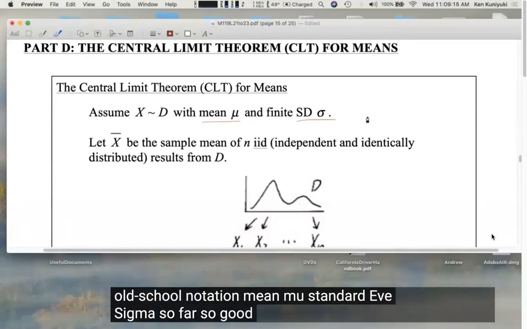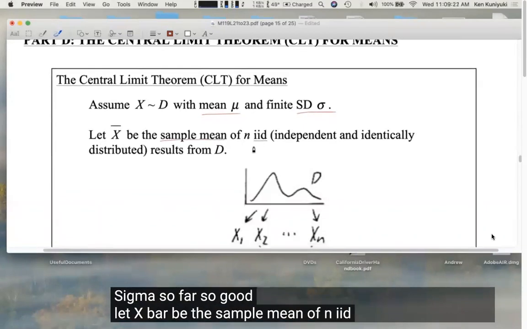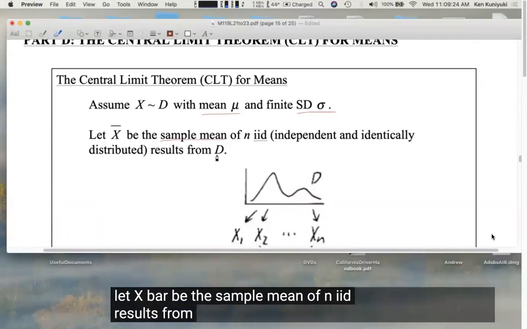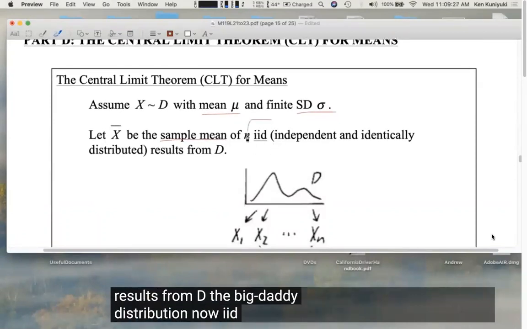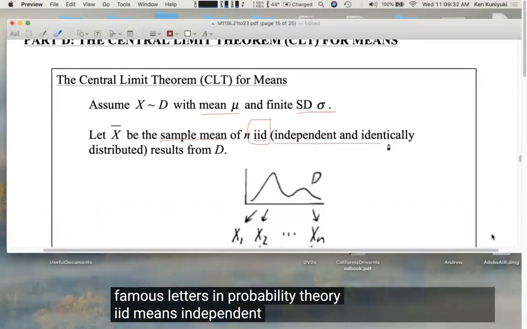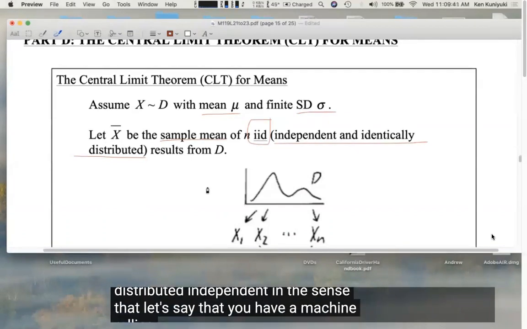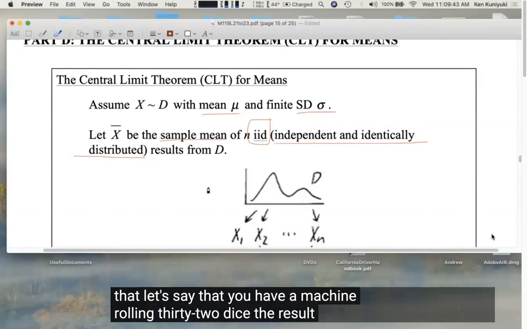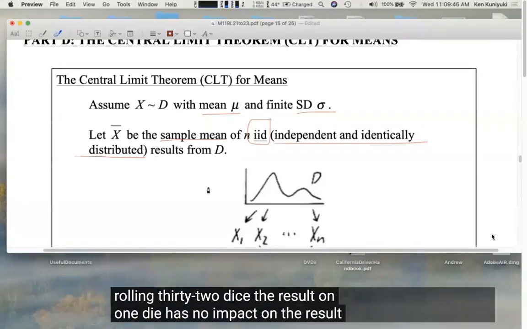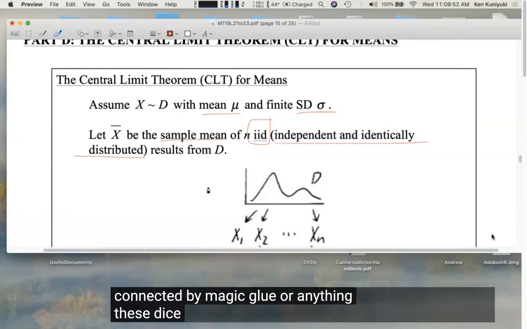So far, so good. Let X bar be the sample mean of n IID results from D, the Big Daddy distribution. Now, IID, these are three famous letters in probability theory. IID means independent and identically distributed. Independent in the sense that, let's say that you have a machine rolling 32 dice. The result on one die has no impact on the result of another die. They aren't magically connected by magic glue or anything. These dice are independent. And they're identically distributed.